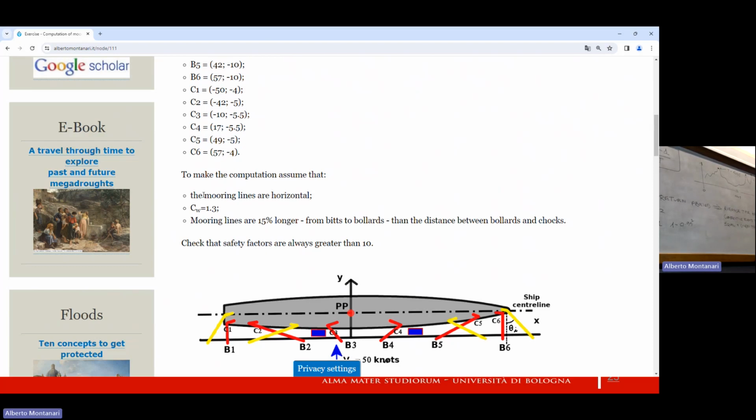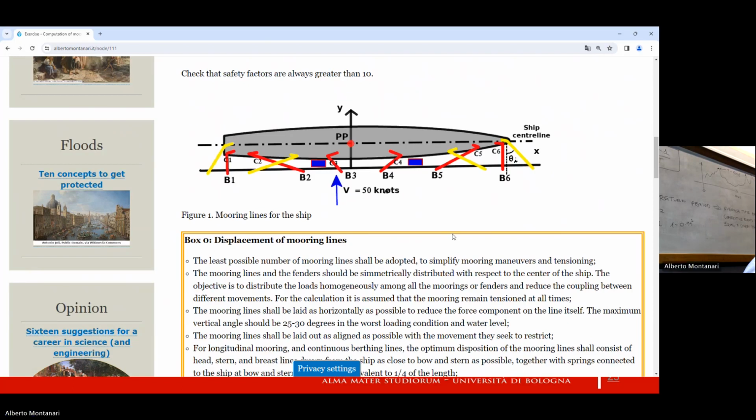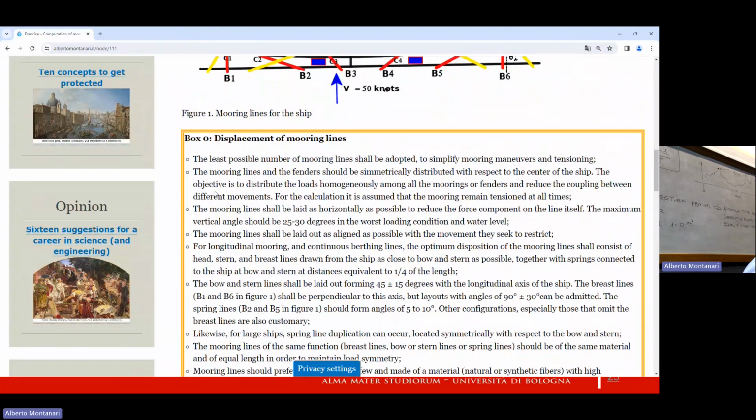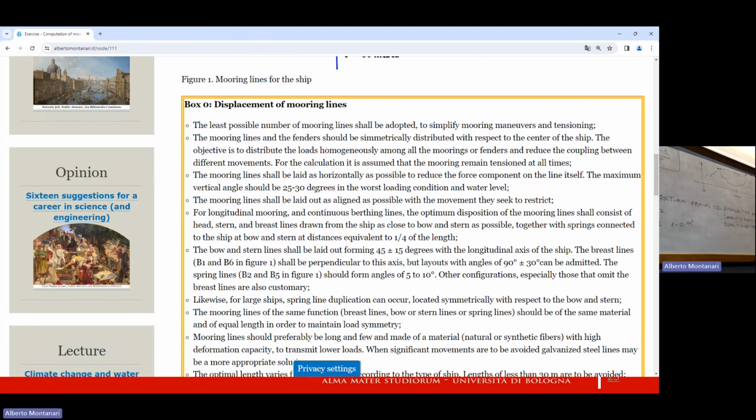And then we assume CW equal 1.3, and the mooring lines are 15% longer from bits to bollard than the distance between bollards and chocks. Okay, so this is a box on displacement of mooring lines. Have a read. It's not part of the exercise, and it is interesting because you understand that around the positioning of the mooring lines, their direction, their combination, there is a lot of experience and thinking behind, and a lot also of physical consideration and consideration of structural mechanics.